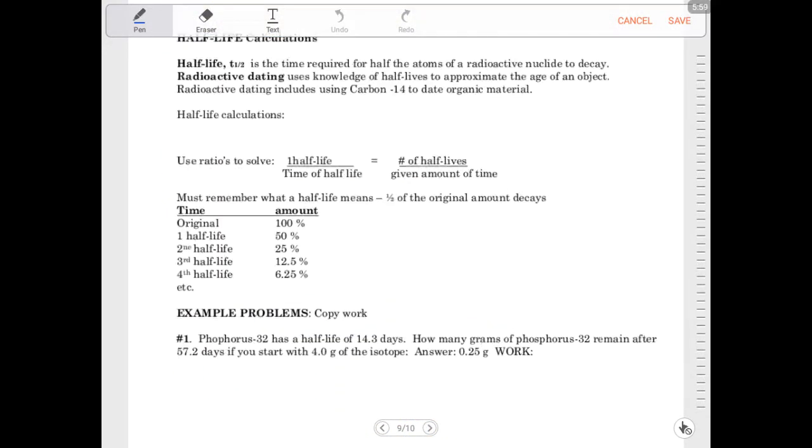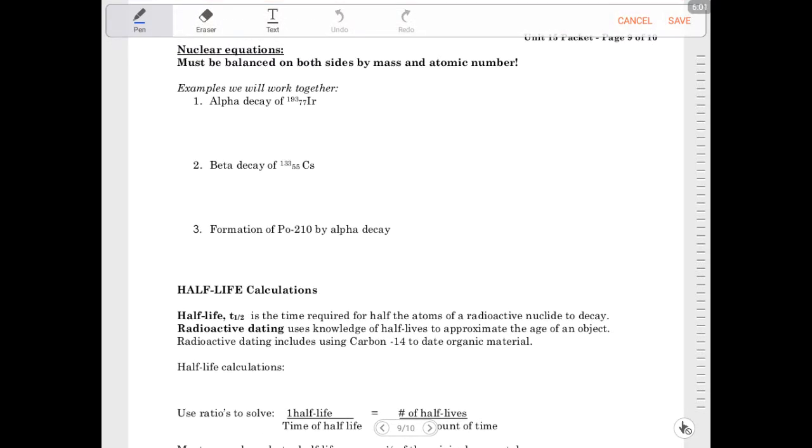Okay, so flip to the next page in your notes. These are the nuclear equations. So the big idea to remember is that it must be balanced on both sides by mass and atomic number. So the math doesn't lie. The rest will take care of itself. So these examples we're going to work here together.